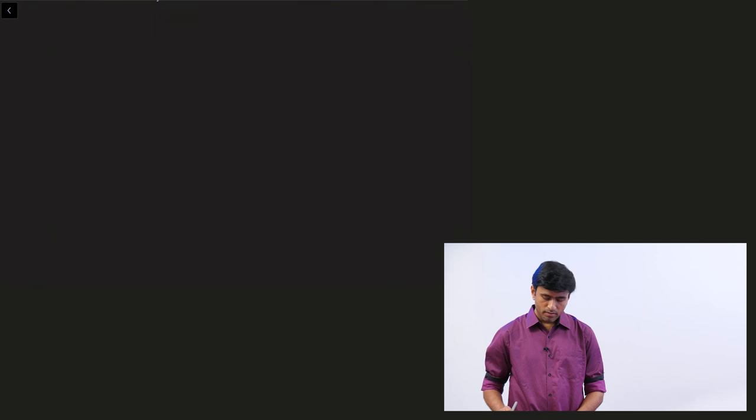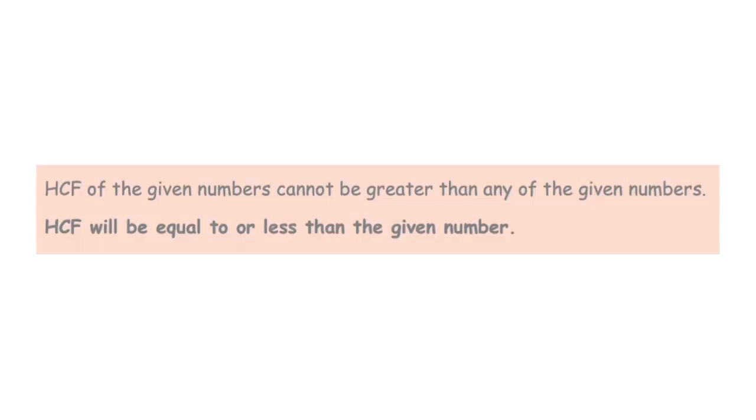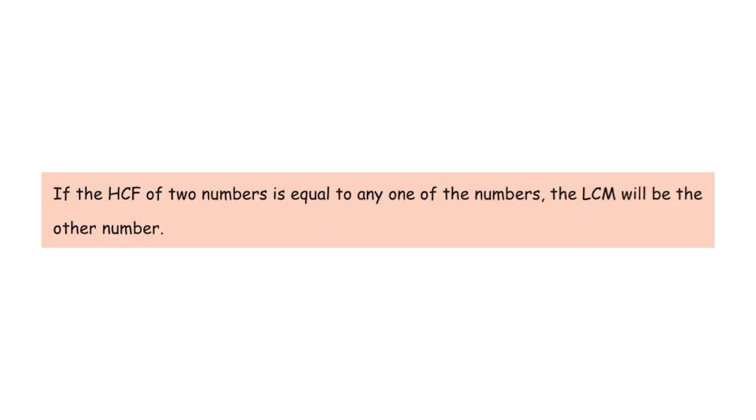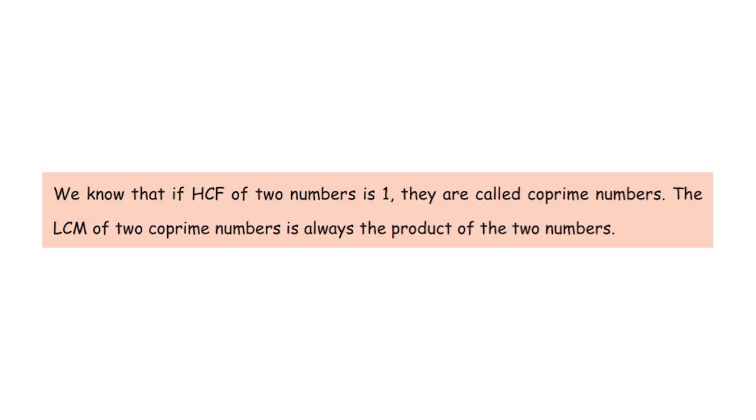That's your property. So here's a look at the properties of HCF and LCM we've learned so far. The first one is HCF will be equal to or less than the given numbers. The second one is LCM will be equal to or greater than the given numbers. The third one is if the HCF of two numbers is equal to any one of the numbers, the LCM will be the other number. We looked at the example of 12 and 48. And the last property we saw is that if the HCF of two numbers is 1, that is if they are coprime numbers, the LCM of coprime numbers is always the product of those two numbers.